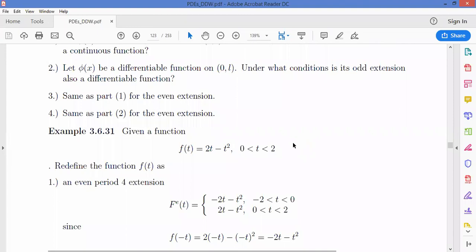When you talk of redefining a function, this is not new. In calculus 1, you did the redefinitions, or what we used to call removing discontinuities. So there is an example here which is given on a half range, given the function. You are told to redefine it so that it is having a period 4 extension.